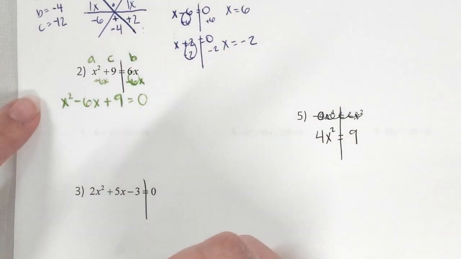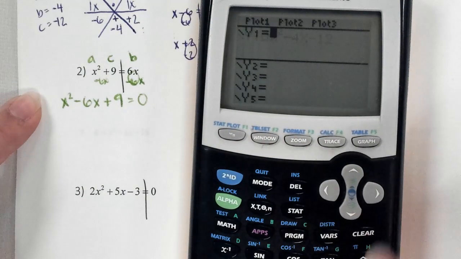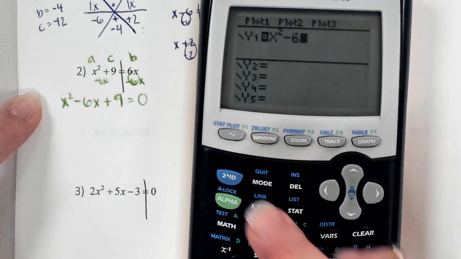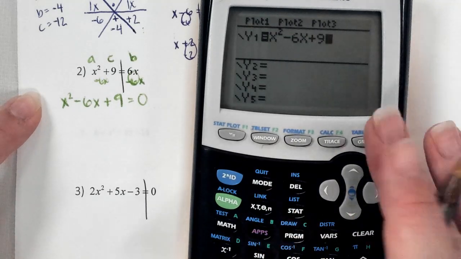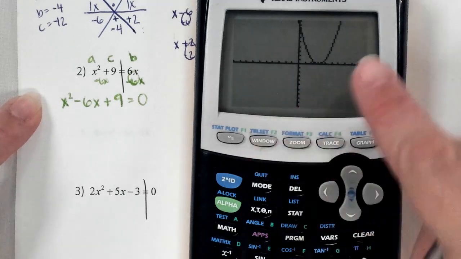Now, because a is 1, what can we do? Just put it in the calculator. So I'm going to hit x squared minus 6x plus 9. It is always, always, always important to hit graph first. Because how many solutions am I looking for? One. It only touches once.